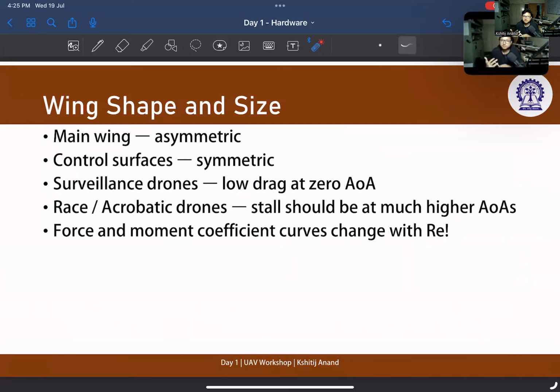However, if you are making racing or acrobatic drones, they are going to make sudden shifts in their orientation. They are going to climb up, go down. So here the important fact is that even if I go to a higher angle of attack, I should not lose my lift. So I should look for airfoils which provide me lift even at very high angles of attack. Okay. So different drones are going to pose different requirements of what kind of airfoil you want.